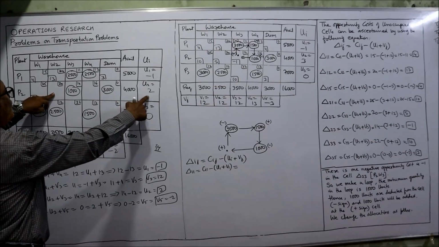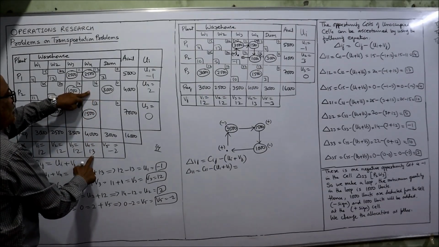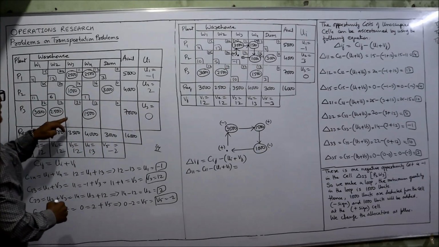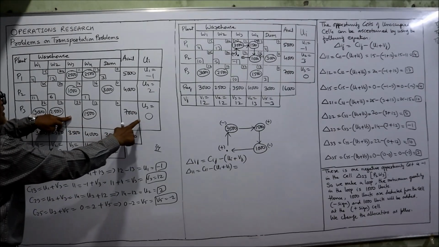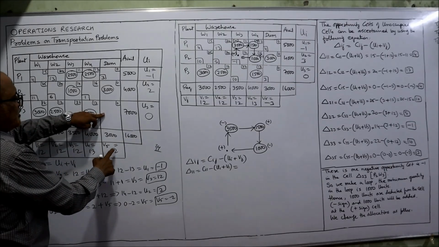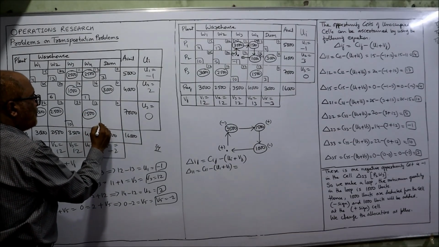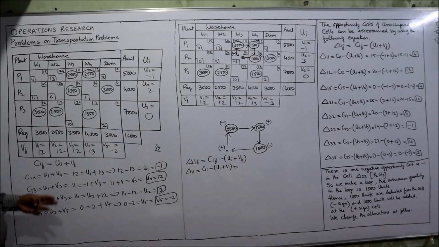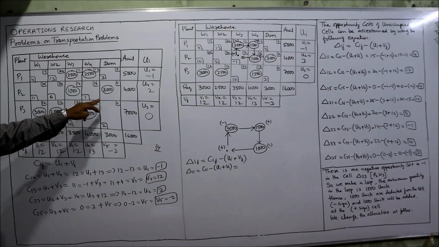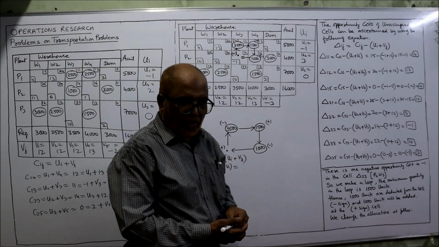Here 12 plus 2, 14. 20 minus 14 is 6. Here 16. So 13 plus 2 is 15. 16 minus 15 is plus 1. Here 22. So 12 plus 0 is 12. 22 minus 12 is 10. Here 0 minus 2 is minus 2. So 0 minus minus 2 will become plus 2. So we can see here all opportunity costs are positive: 4, 13, 3, 11, 1, then 10, 2. All the opportunity costs are positive.